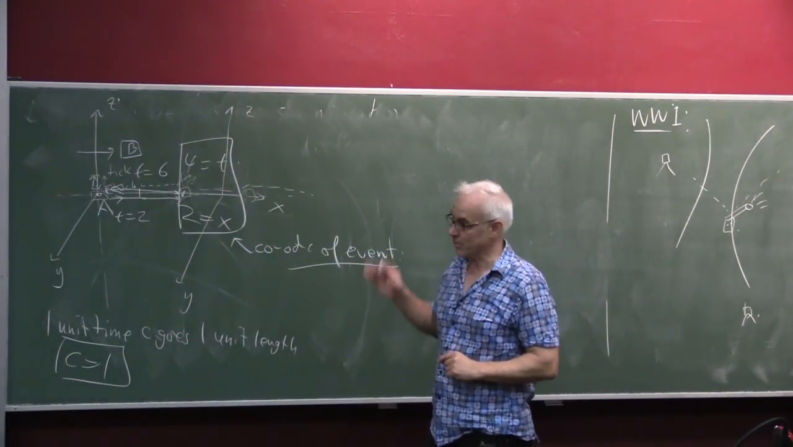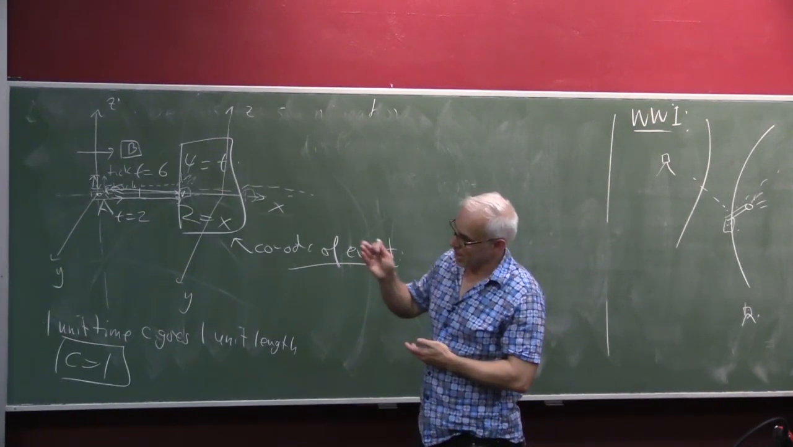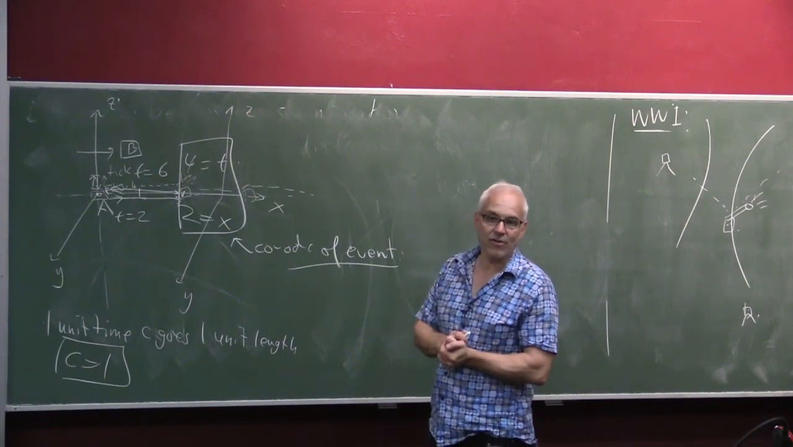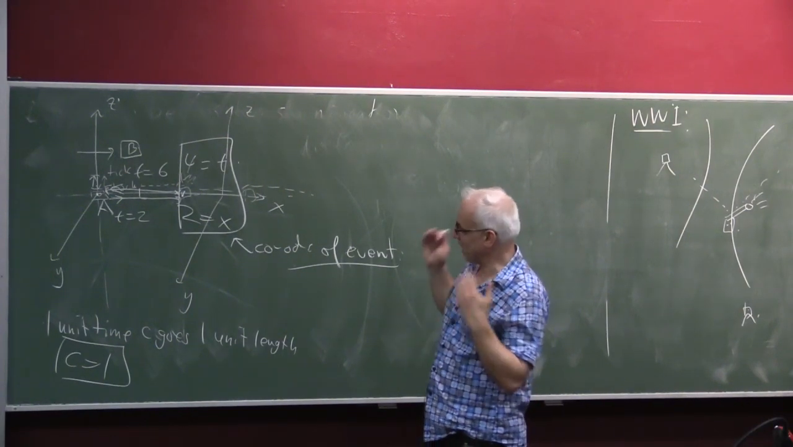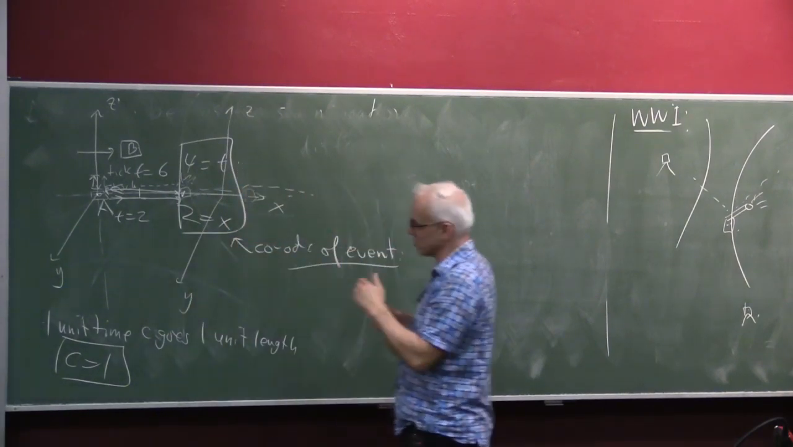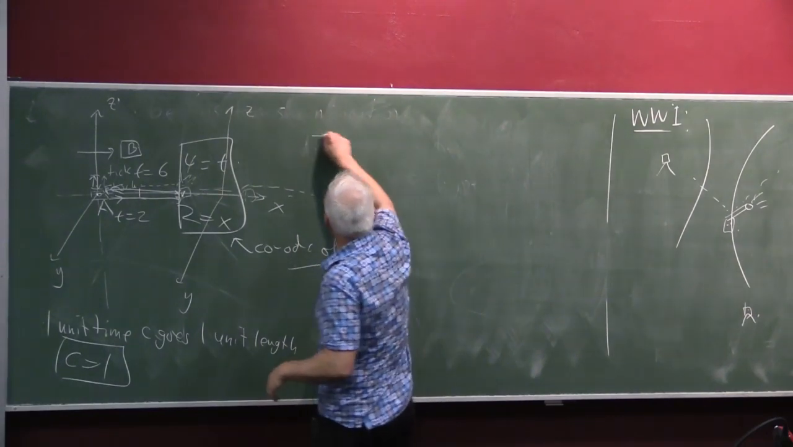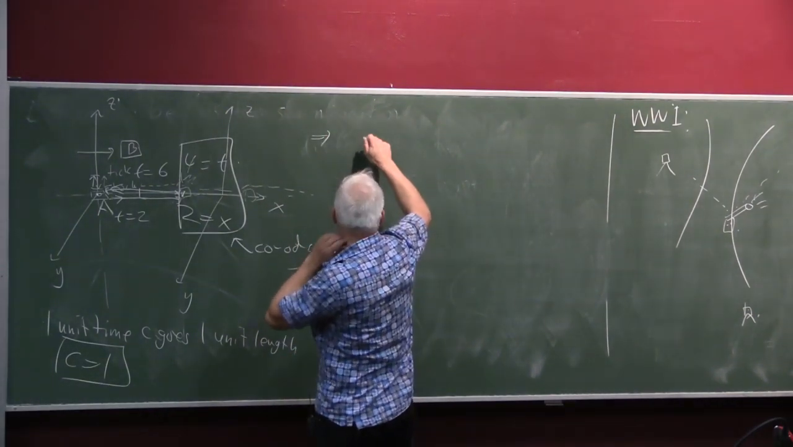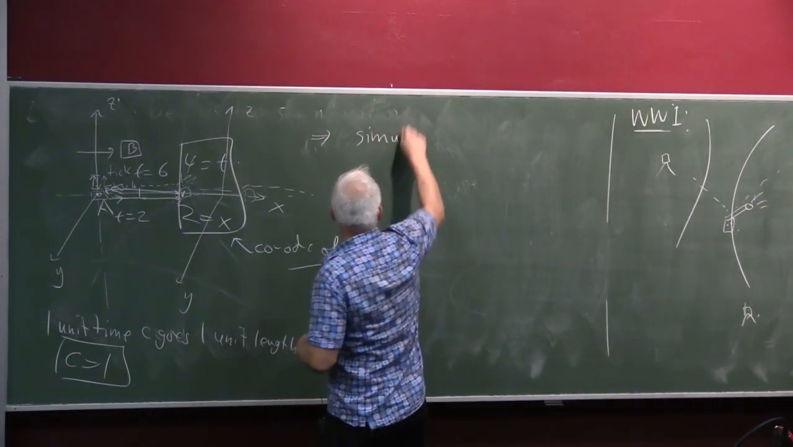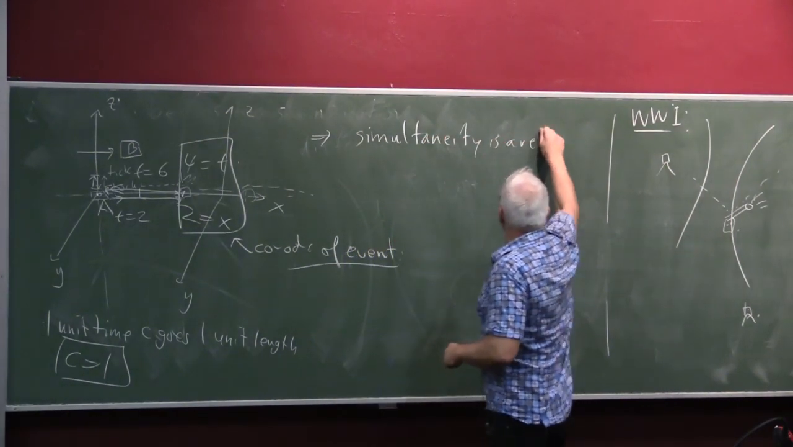That was Einstein's way of interpreting the consequences of the Michelson-Morley experiment. The laws of physics have to be the same as long as these guys are going with uniform motion relative to each other. Okay, so there are various consequences of that. Various consequences are that simultaneity is a relative notion.